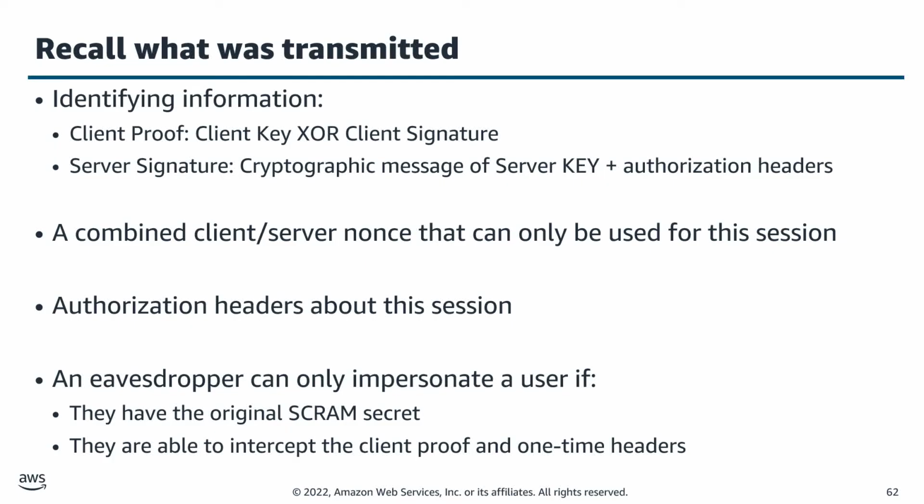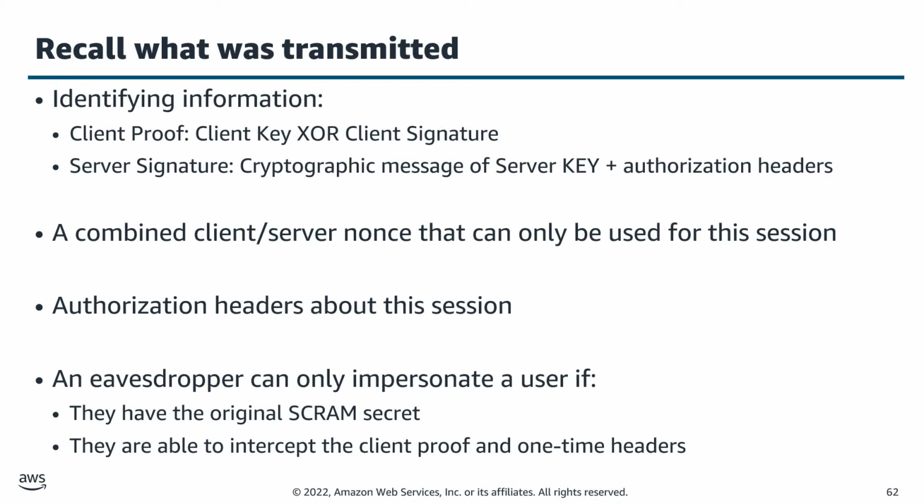Now, let's just recall one more time what was transmitted. The only identifying information was that client proof, which, as I mentioned, the client key is something that we can identify. Like, if you have the client key, you can log in as that person within that session. Or actually in other sessions if you're doing SCRAM correctly. But when XORed with the client signature, it's a little bit harder. Then you need to have the actual SCRAM secret to be able to decode the client proof, which is why I say you should protect that SCRAM secret when you transmit it.